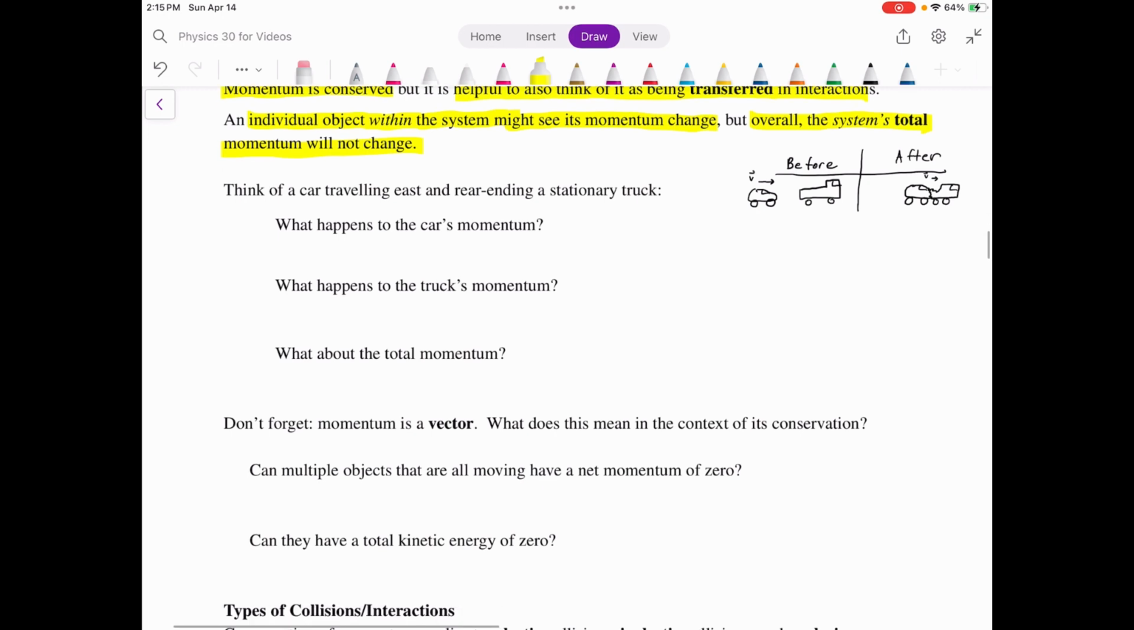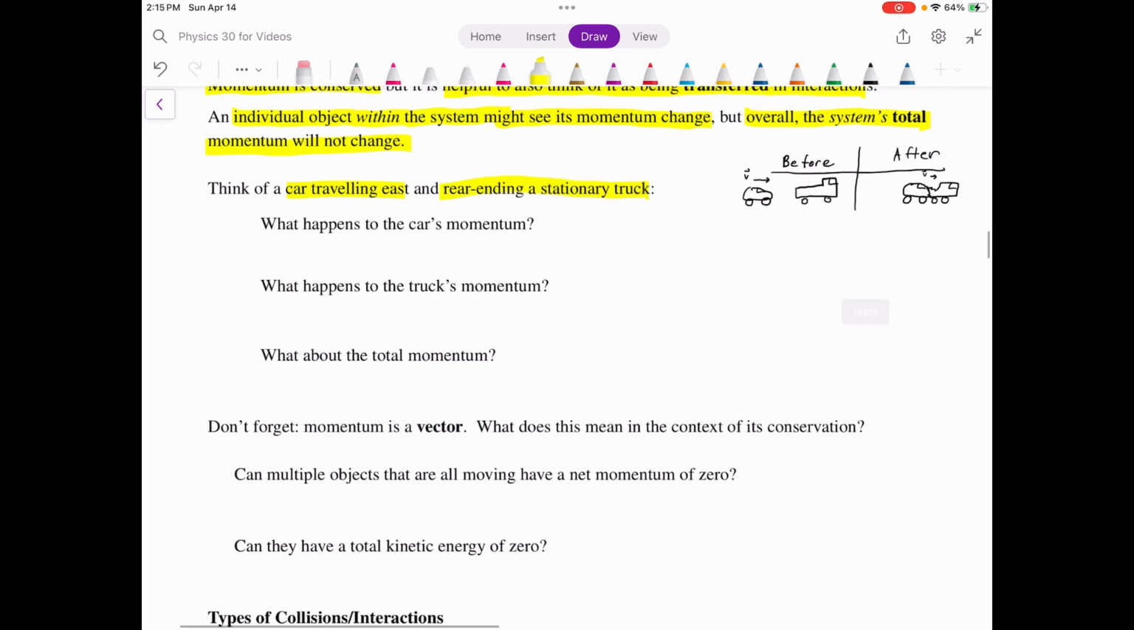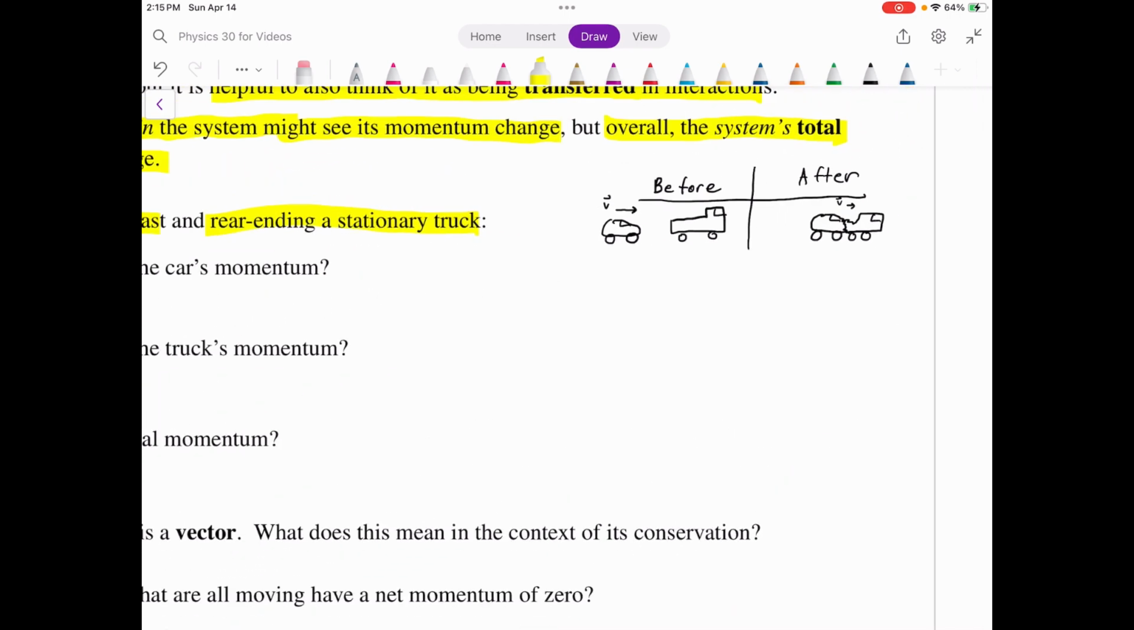To kind of wrap our head around this, let's think about an example: a car traveling east and rear-ending a stationary truck. So I drew a little before and after diagram. Before and after diagrams are always very helpful when dealing with these conservation laws because they let you think about what's going on before and what's going on after. And we know that the total momentum here will be the same as the total momentum here. So before, the car is moving to the east, and the truck is not moving at all.